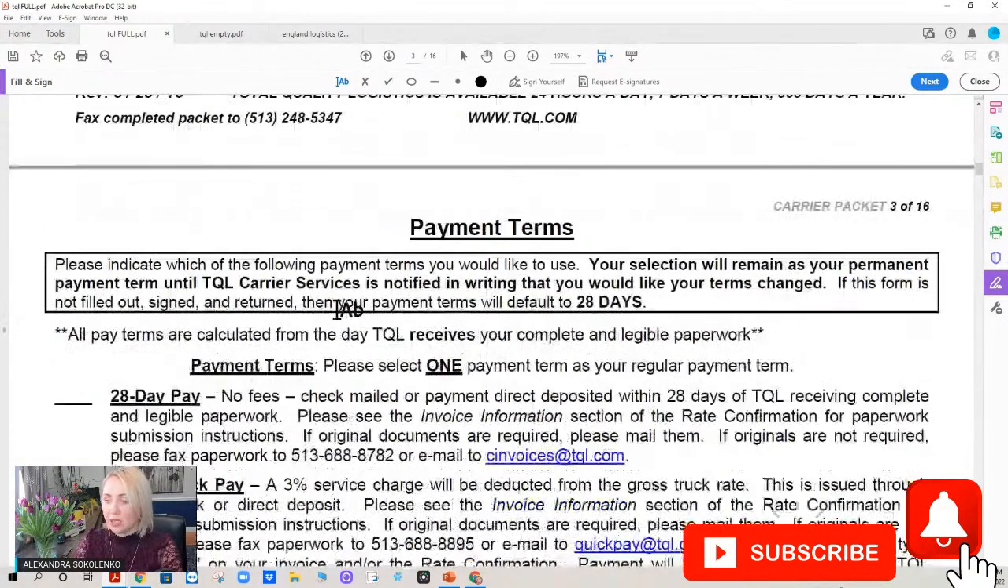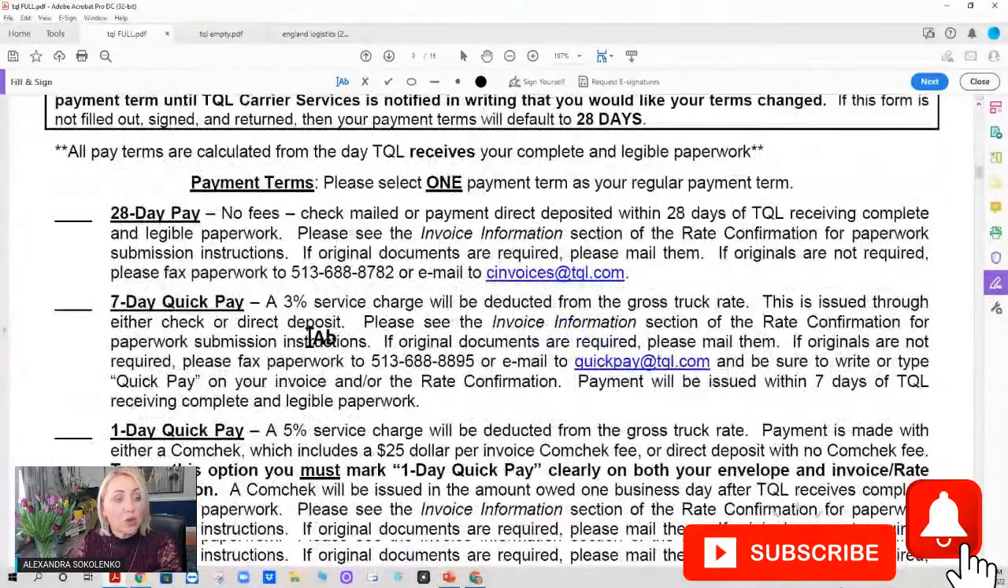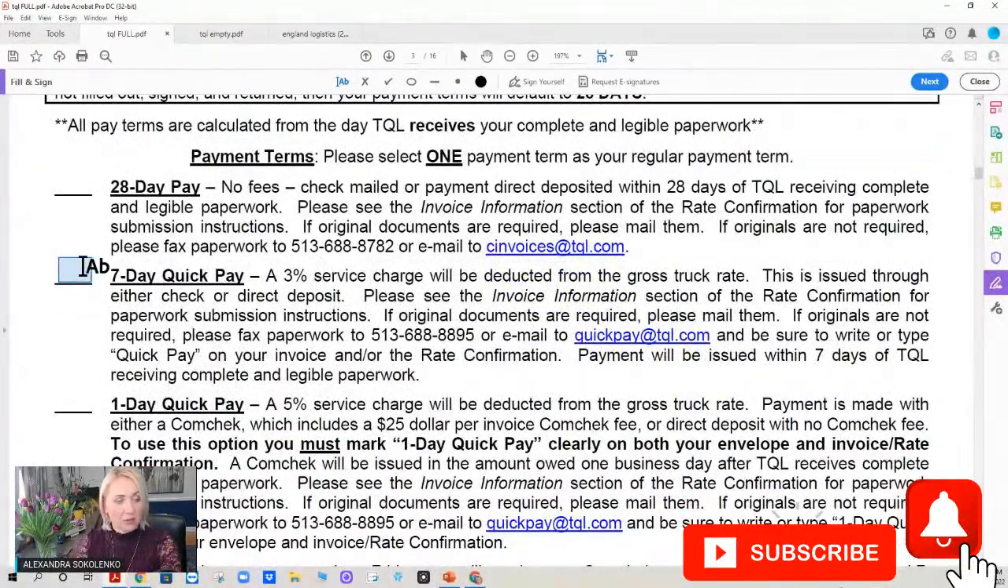Let's go to the next page here, where you need to choose how they're gonna pay you. In this case, we know for sure that we have factoring. If we have factoring, we can only get 28 days standard pay, because we do not want TQL to give us money faster, and they're still going to give it to your factoring because you have a notice of assignment, and still charge you 3%. So if your carrier has factoring, you're always going to choose 28-day pay, no fees, and the check will be mailed to your factoring.